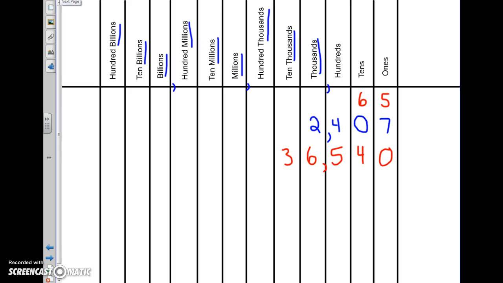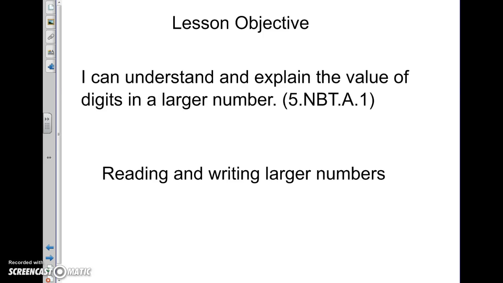I want you to think about something here as I read these. 2,407. 36,540. I did not say "2,407 and" or "36,540 and." The reason for that is something we'll work on a lot more throughout the year. We'll begin working with decimals, and that is the only time mathematicians say "and": when we're talking about decimals and fractions. This decimal point, when we start using decimals, is going to be the "and." So when we're talking about whole numbers, we don't say "and." All right, let's move through here.